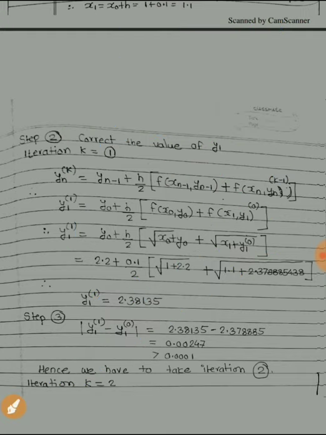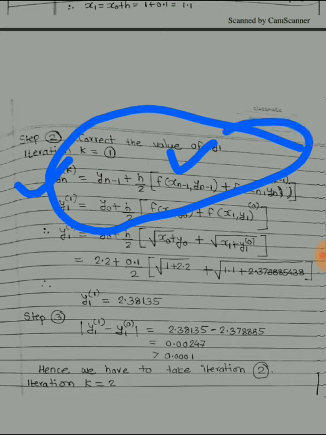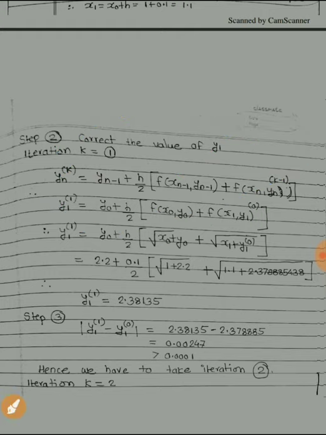So when I am correcting the value, I will start with the generalized equation: yn raised to k is equal to yn minus 1 plus h by 2 into f of xn minus 1, yn minus 1 plus f of xn comma yn raised to power k minus 1. This is the important formula everyone needs to remember. This was the generalized formula.